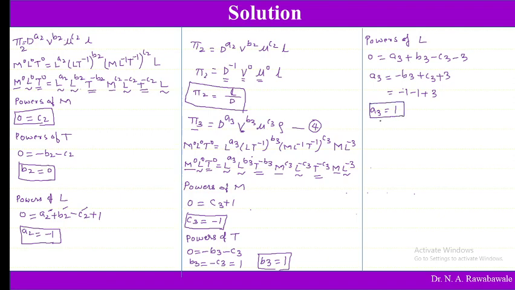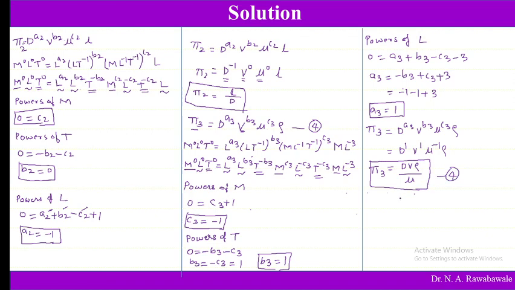Now we can write the pi 3 term. Term pi 3 is equal to d to the power of a3, v to the power of b3, mu to the power of c3, rho. So d to the power of a3 means d to the power of 1, v to the power of b3 means 1, mu to the power of c3 means minus 1, rho. So what we get is d v rho divided by mu. So this is the pi 3 term. We can call this equation number 4.